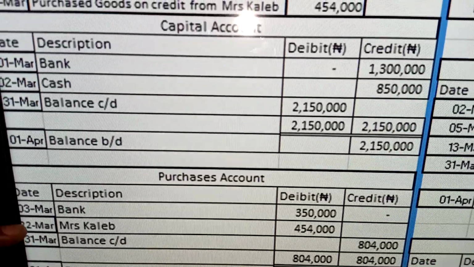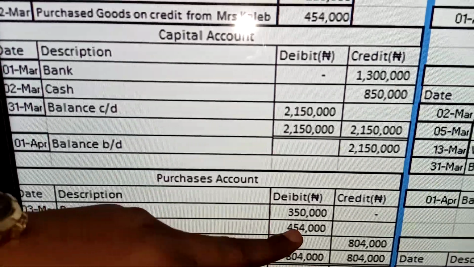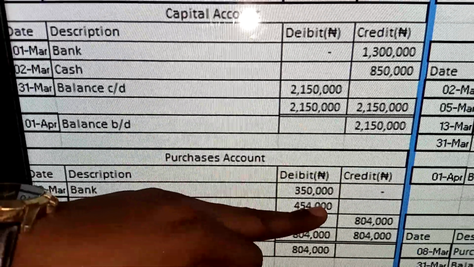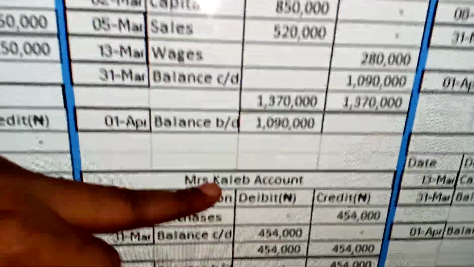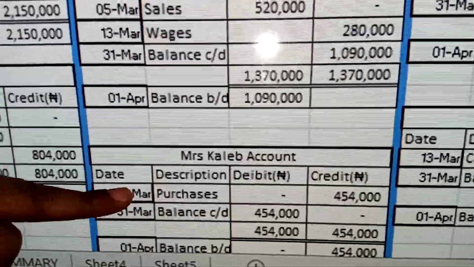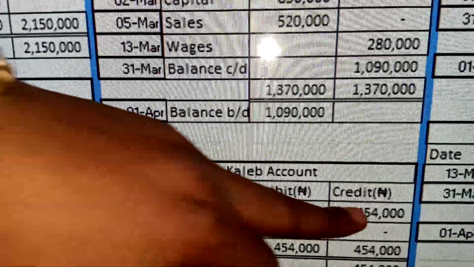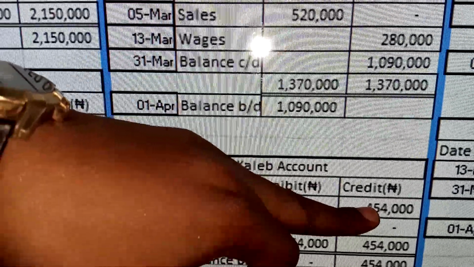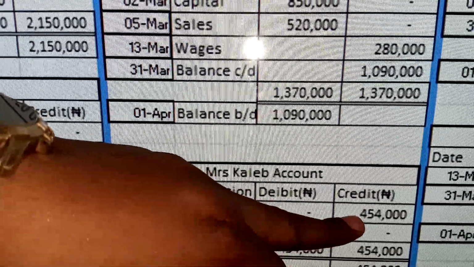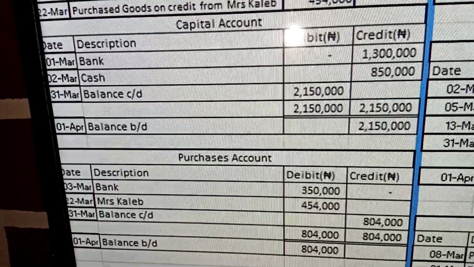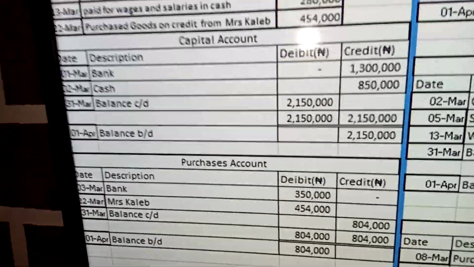That's 22nd of March. We have Mrs. Caleb. Okay, we purchased 454,000. So we're debiting our purchases, being an expense, increasing with debit. So we have Mrs. Caleb here, 22nd of March. Purchases, credit here is what? 454,000. So we've credited Mrs. Caleb, and then we have debited what? Our purchases. So those are the two entries, purchases and Mrs. Caleb.